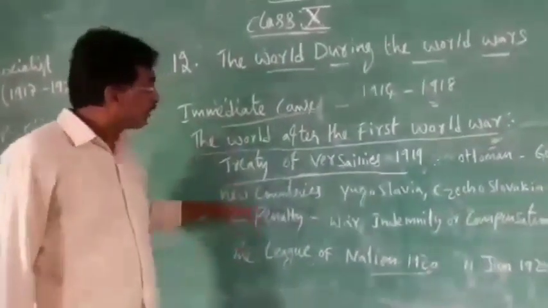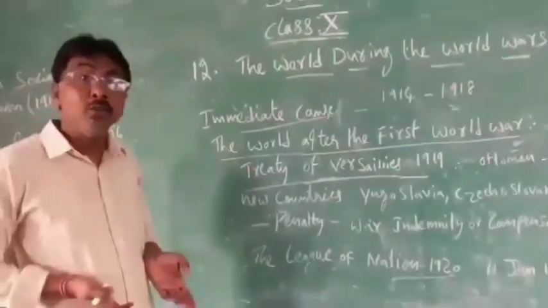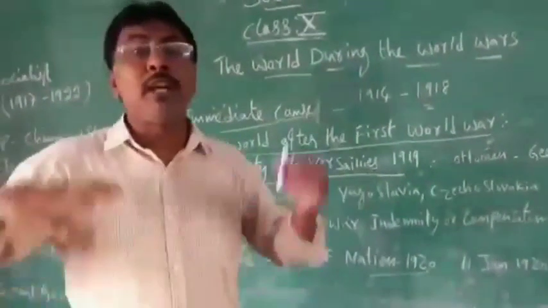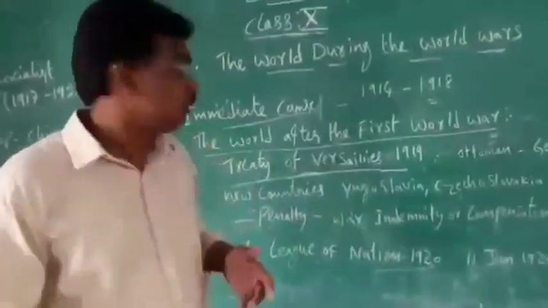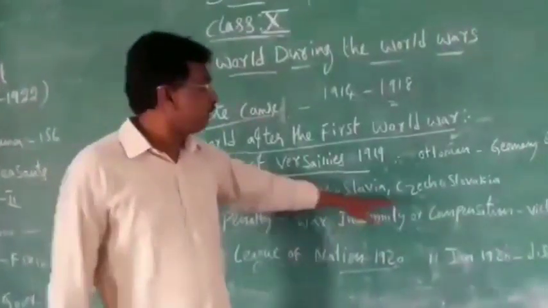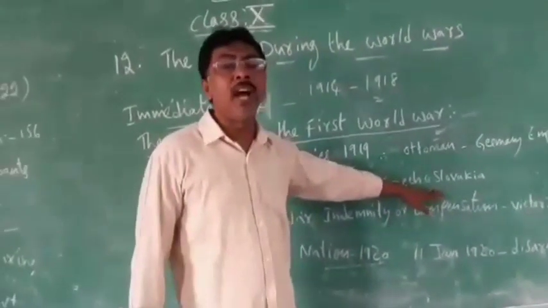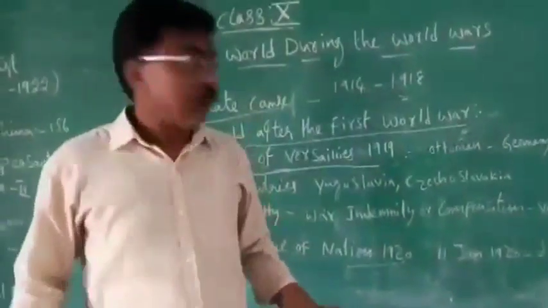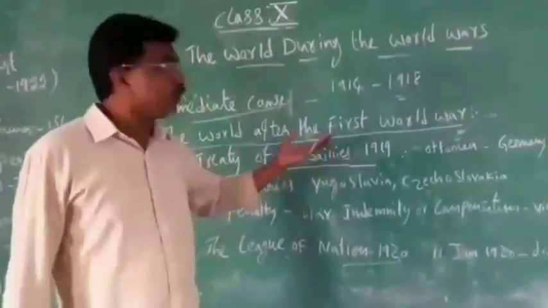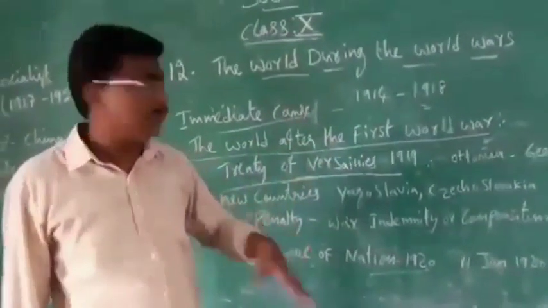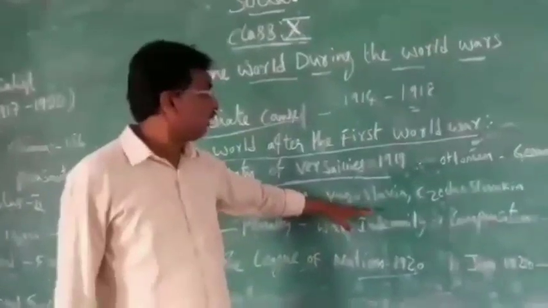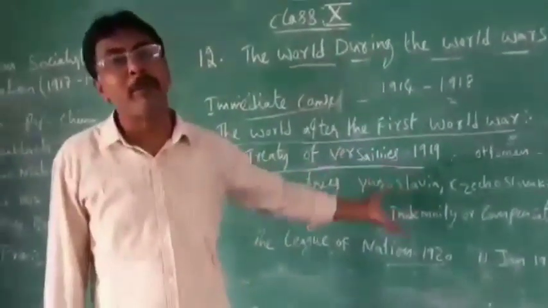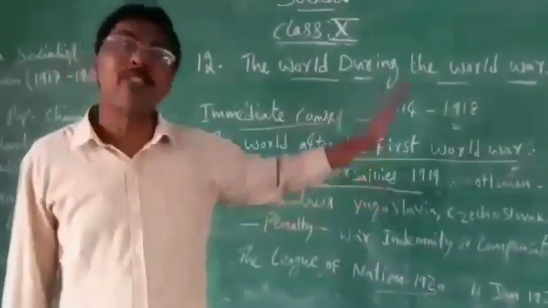And at that time, some new countries became independent. In 1919, the new countries became independent. Which countries? Yugoslavia, Czechoslovakia, Romania, Finland, they became independent. Before that they were under the control of other kingdoms, but they became independent. Yugoslavia, Czechoslovakia, Romania, like that they became independent and they established the Communist Party.